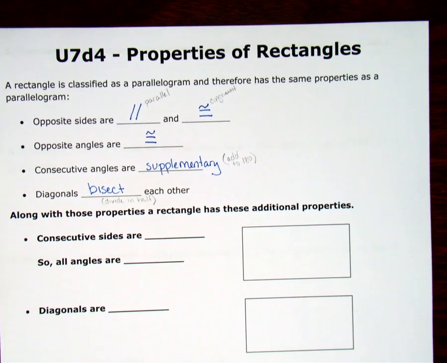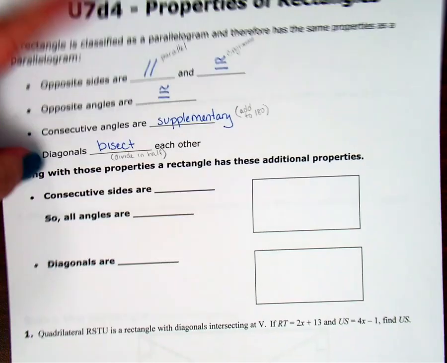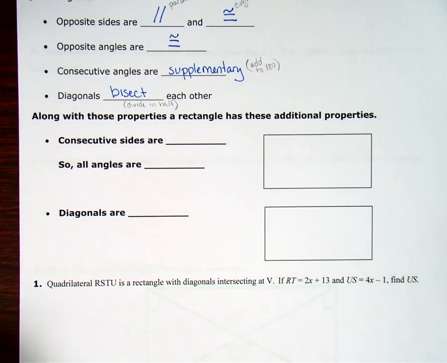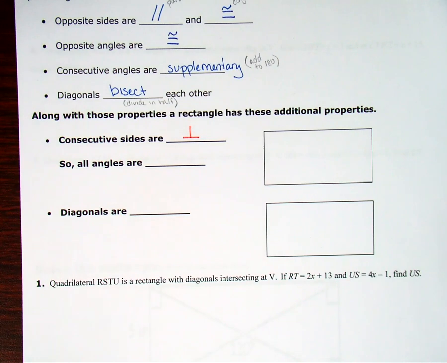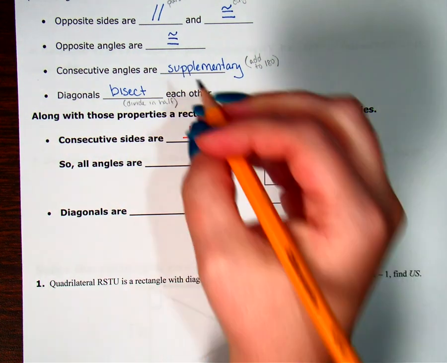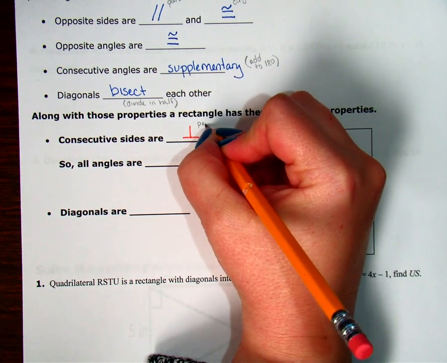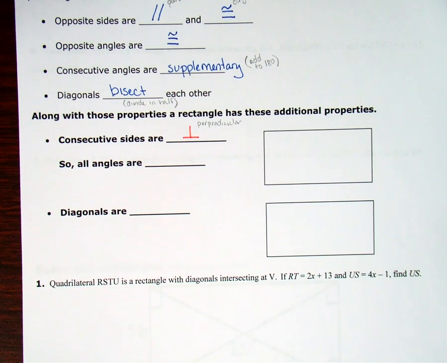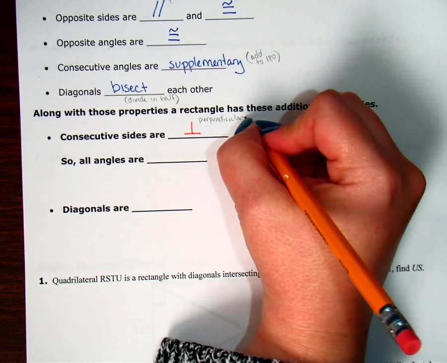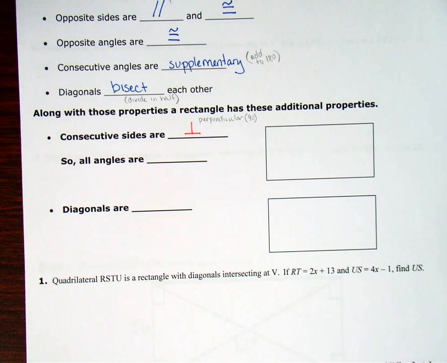parallel and congruent. Now, what makes a rectangle specifically a rectangle, and not just a parallelogram? Along with those properties that every parallelogram has, the extra properties that a rectangle has is that its consecutive sides are perpendicular. If you look at that symbol and have no idea what it means, you need to make yourself a little note. And if you don't know what perpendicular means, you might want to put a little 90 there, because they intersect at 90 degrees.